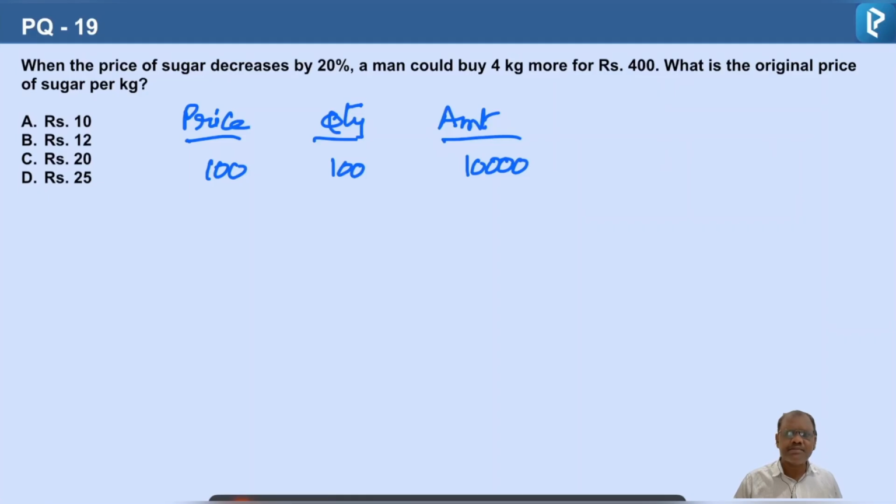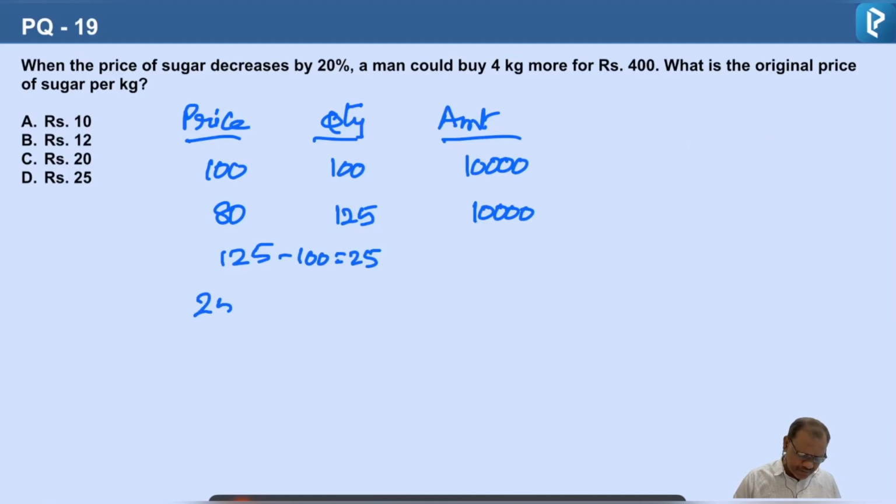So price decreased by 20%. So it becomes 80. Amount is same, and 10,000 by 80 is 125. So the quantity he is able to buy more is 25, 125 minus 100, that is 25. According to the question, this 25 is equivalent to 4 kg.